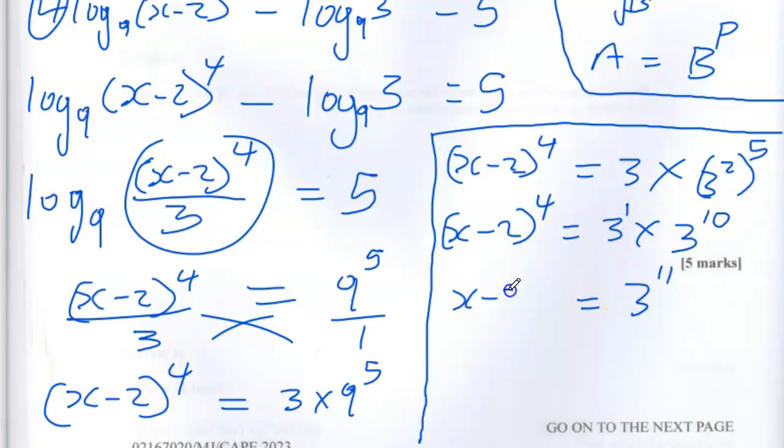So (x − 2)^4 is equal to 3^11. And then to get rid of this fourth power, because we're solving for x, we can raise both sides to the power of a quarter. If I raise both sides to the power of a quarter, I multiply the powers by a quarter: a quarter times 4, a quarter times 11. So I end up with x − 2, since a quarter times 4 is 1, so just (x − 2)^1, which is x − 2. And here, a quarter times 11 gives 3 to the power of 11 over 4.